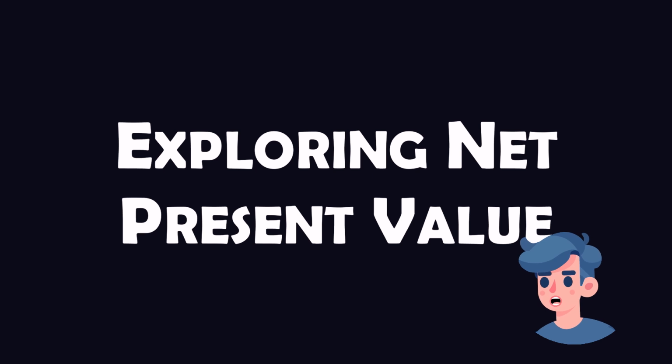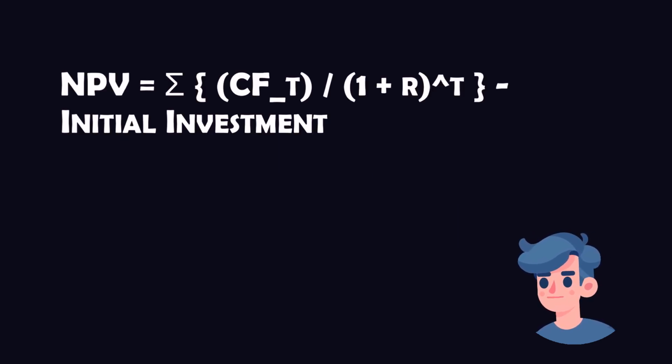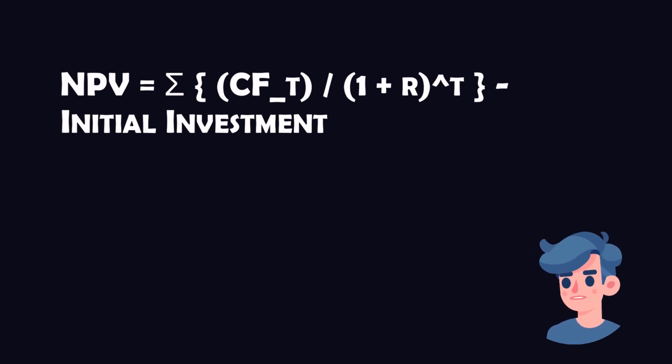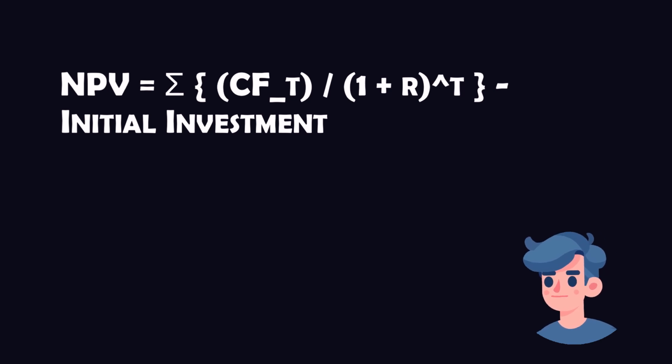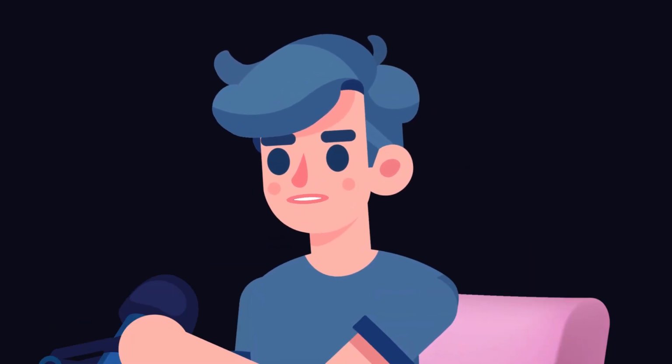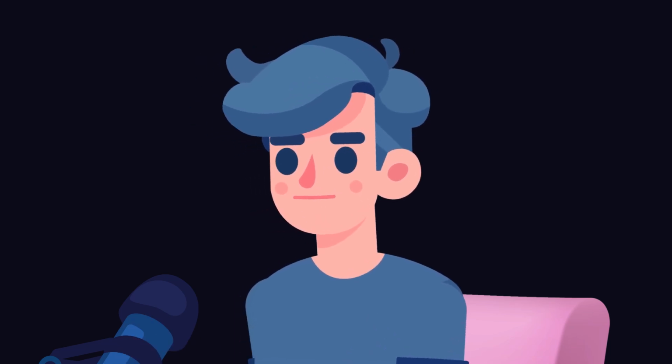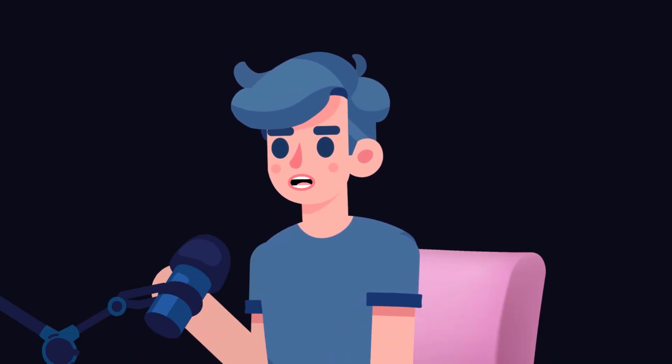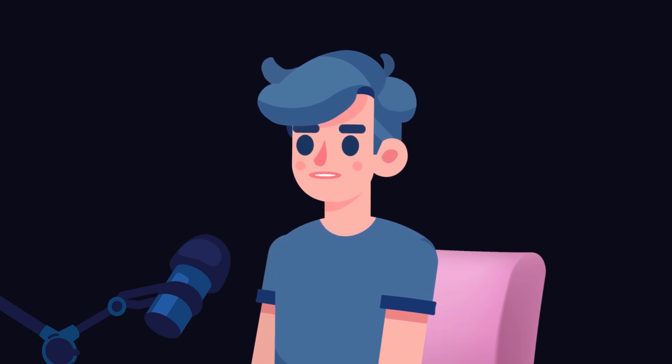A twist to this concept is the net present value, NPV, which is used for evaluating projects or investments. NPV sums the present values of all cash inflows and outflows over a period. The formula is NPV = Σ CF_t / (1 + R)^t − initial investment. For example, let's evaluate an investment with cash flows of $2,000, $3,000, $4,000 over 1, 2, and 3 years with an initial investment of $5,000 at an 8% interest rate.